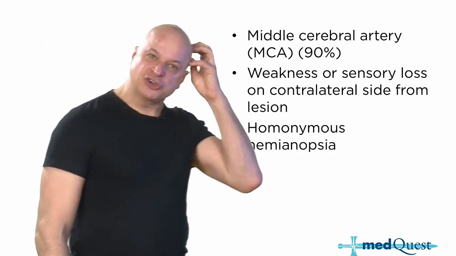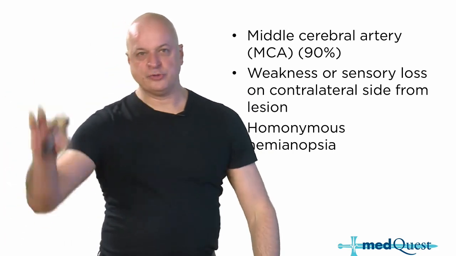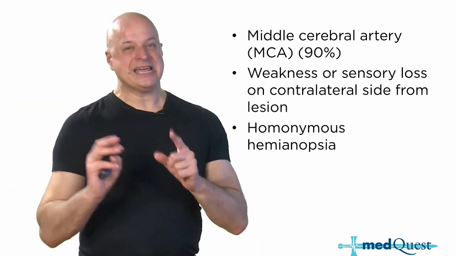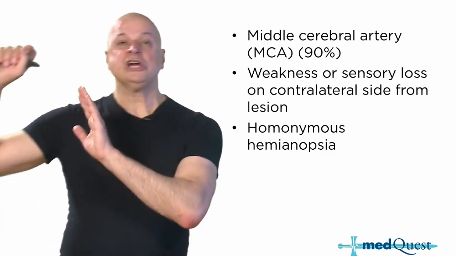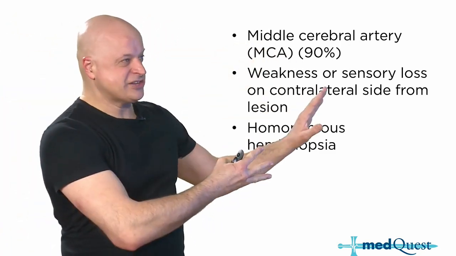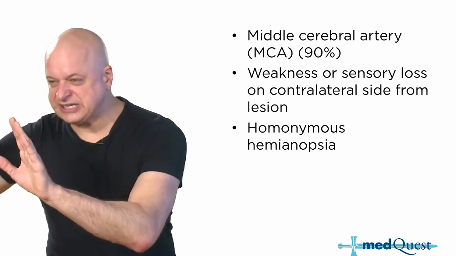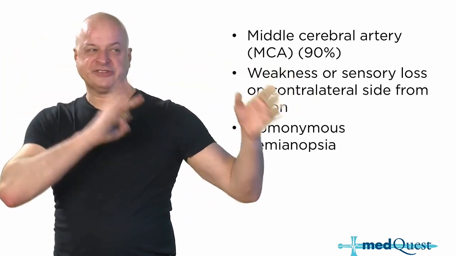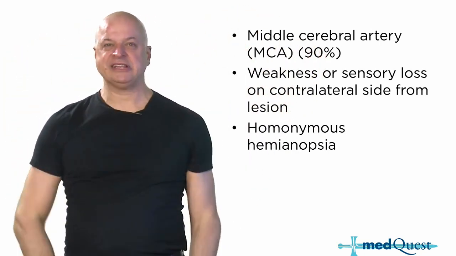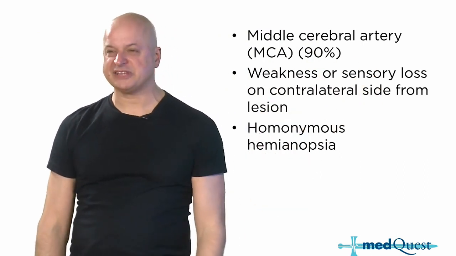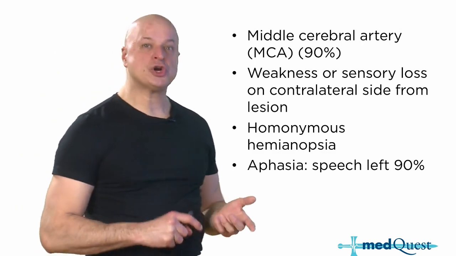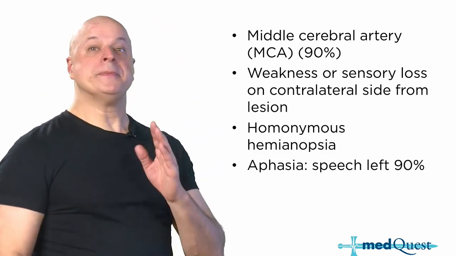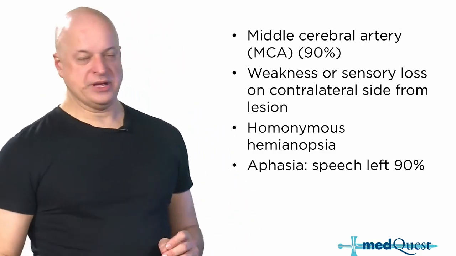The same way if I have a stroke on the left, I can't feel and I can't move the right side of my body. The same way, if you have a stroke on the left, you can't see the right side of the world. So what happens is your eyes deviate to the other side. If you can't see the right side of the world, your eyes deviate to the left. Your eyes look at the lesion. They look towards the side of the lesion. Aphasia, now speech and handedness don't always follow each other, but they do most of the time.